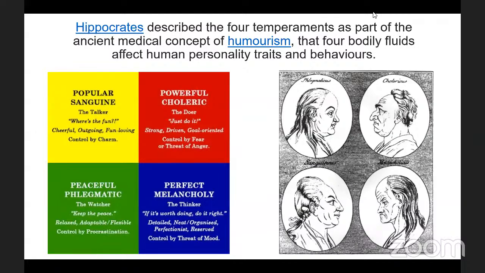Popular sanguine is a person who is a talker. He asks, where is the fun? He is cheerful, outgoing, fun-loving, and he controls others by charm. Powerful cholerics are the doers. They say, just do it. They're strong, driven, goal-oriented, and control others by fear or threat or anger.